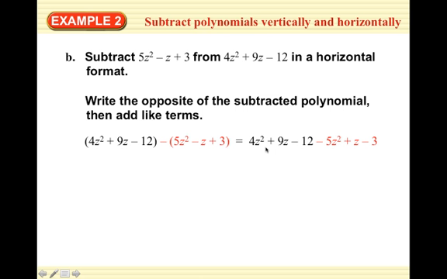So you just rewrite the first one, 4z squared plus 9z minus 12, and then we distribute this minus sign. So we have minus 5z squared, minus negative z is going to give you plus z, minus positive 3 is just going to give you minus 3. And now we combine like terms. So 4z squared minus 5z squared, 9z plus z, negative 12 minus 3. So that gives you negative z squared plus 10z minus 15.